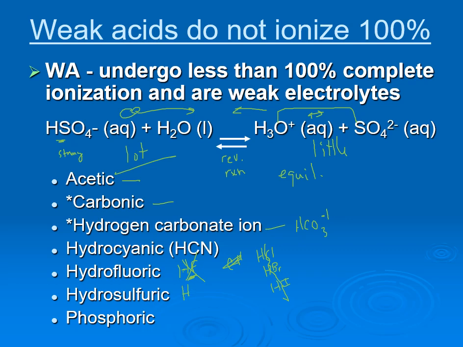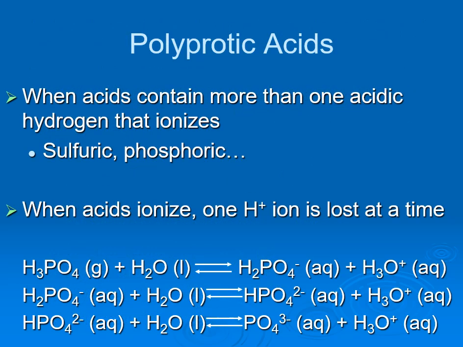Hydrosulfuric is actually H2S. And phosphoric is H3PO4. All of these are weak acids, and therefore they are weak electrolytes. Polyprotic acids. Polyprotic simply means that there is more than one hydrogen that can ionize in solution to form hydronium.